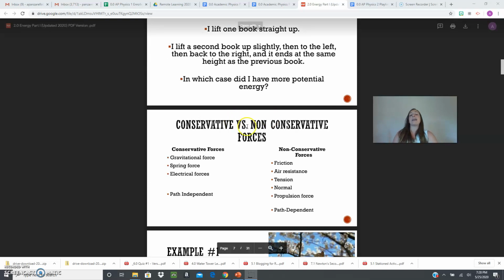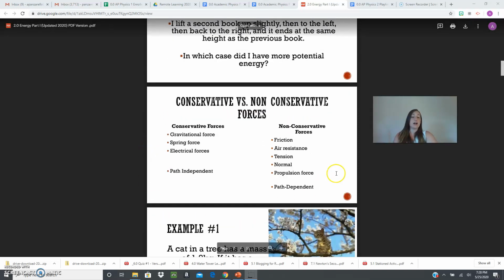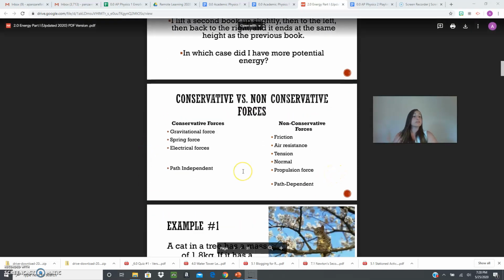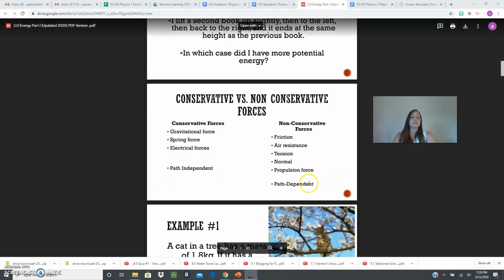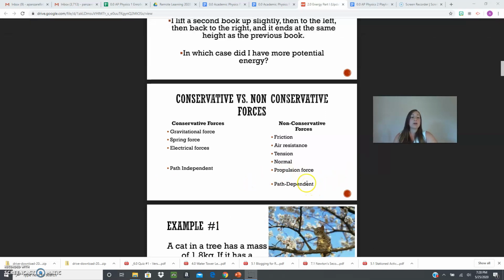And with that comes the conversation of forces. So there are some forces that care about the path and some forces that don't. Forces that don't care about the path, or path independent, are conservative forces. Forces that do depend on the path are non-conservative forces.